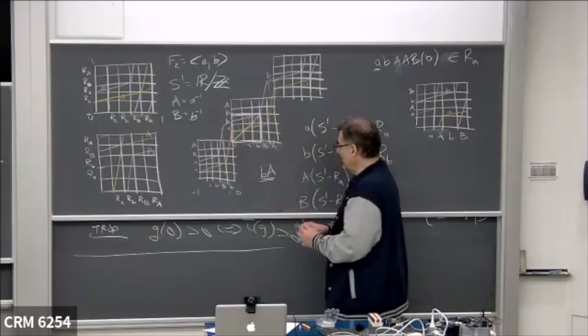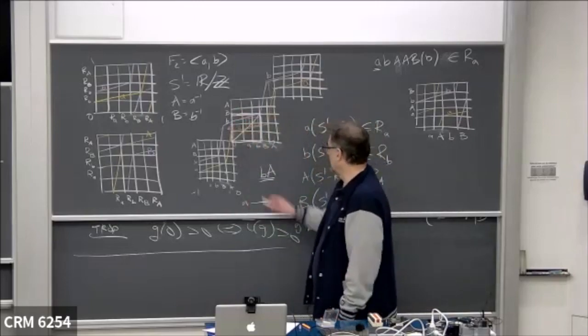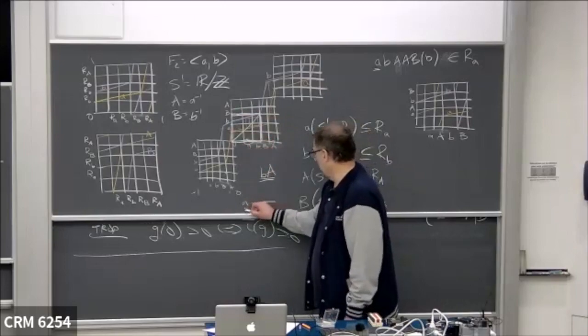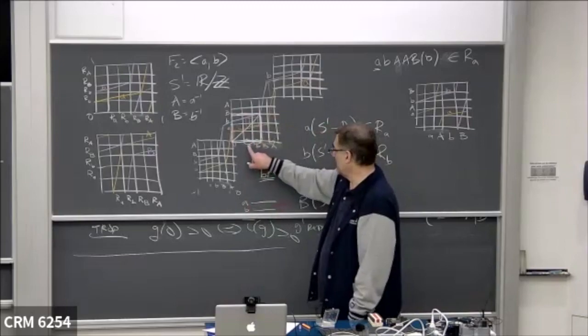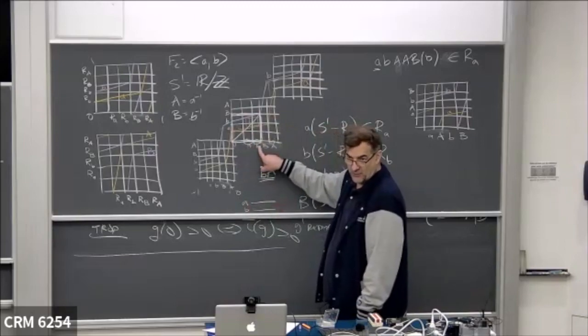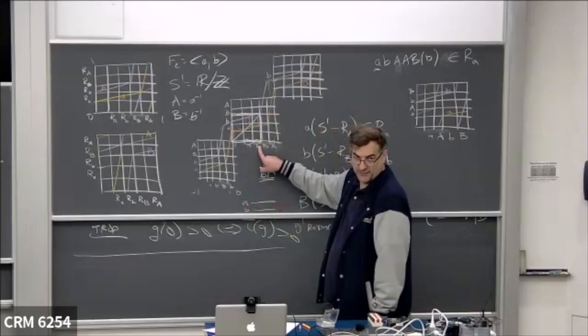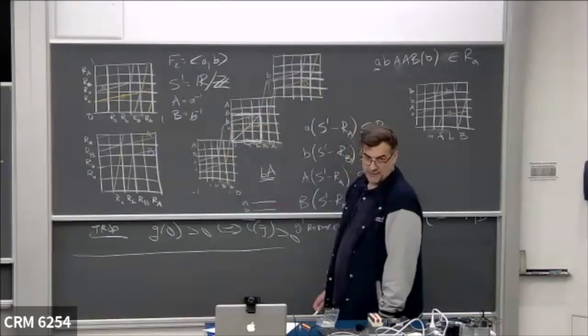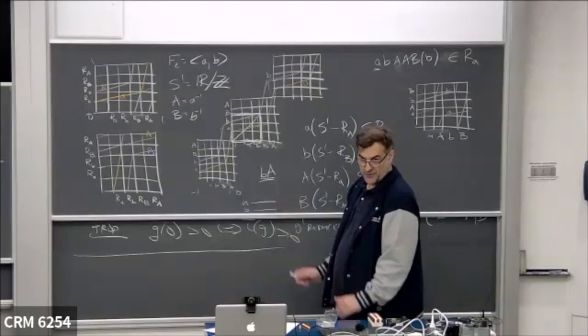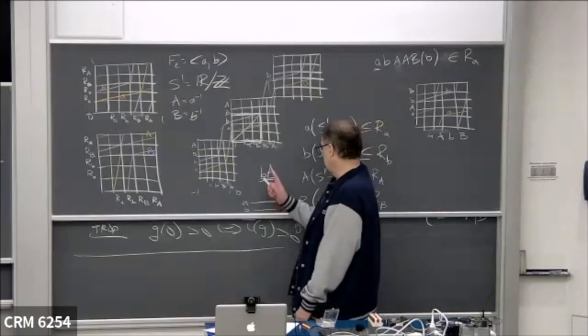Whenever your word starts with A, you will end in this region. Whenever your word starts with B, you will end in this region. But that means the word with A is smaller than the word with B because I'm further to the left. So anything that starts with A is smaller than anything that starts with B, as far as positive words are concerned.